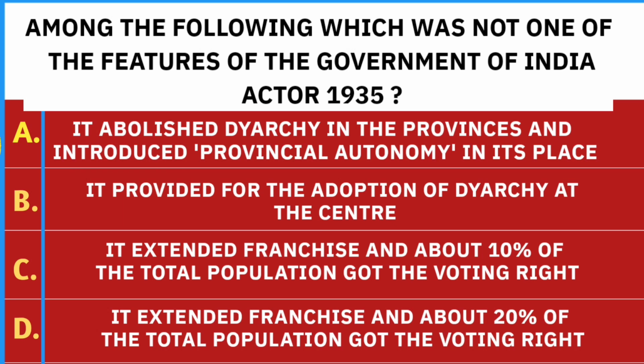Among the following, which was not one of the features of the Government of India Act of 1935? The right answer is D. It extended franchise and about 20% of the total population got the voting right.